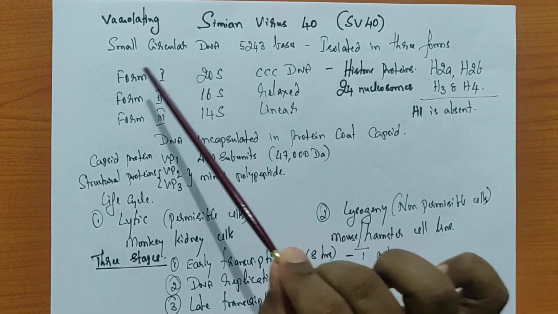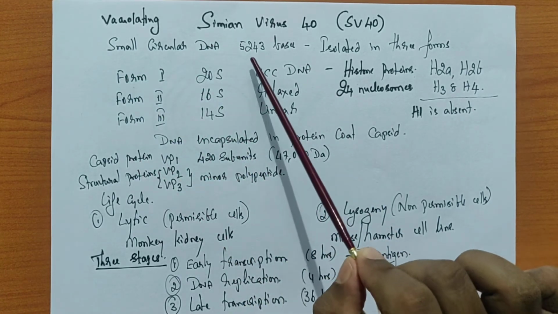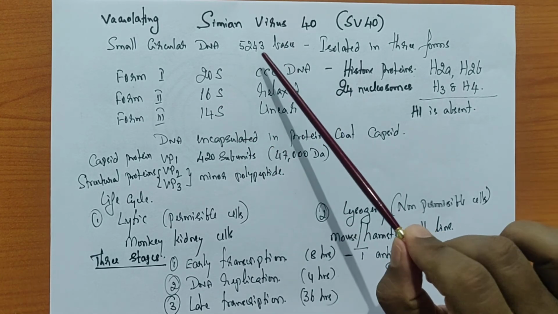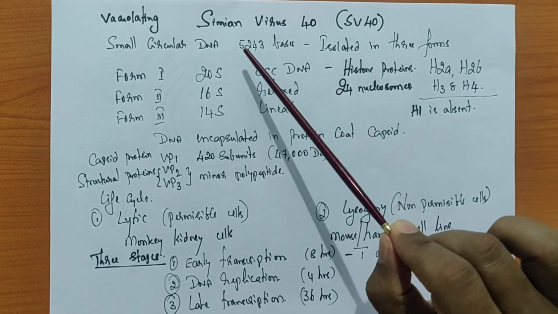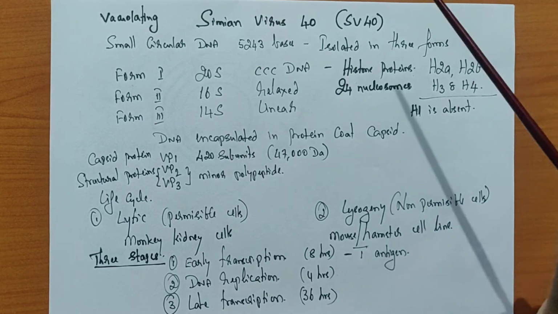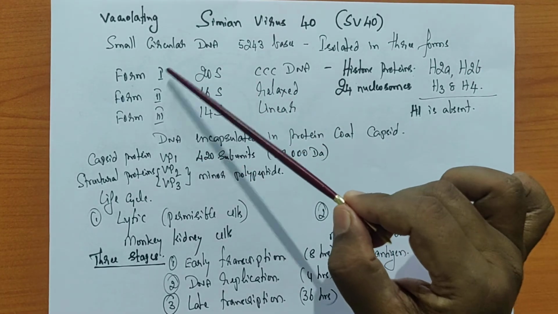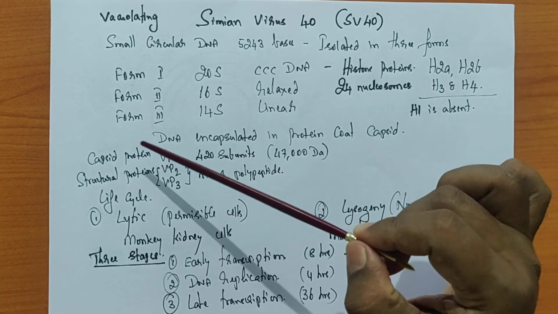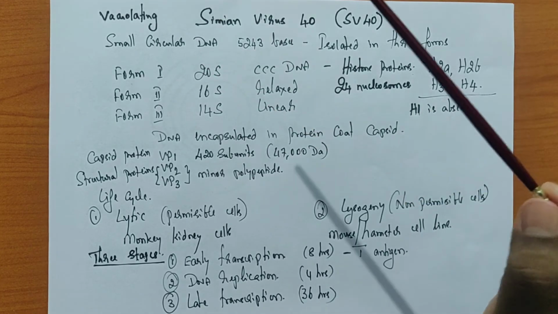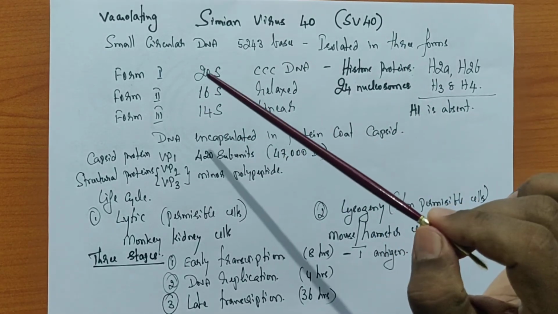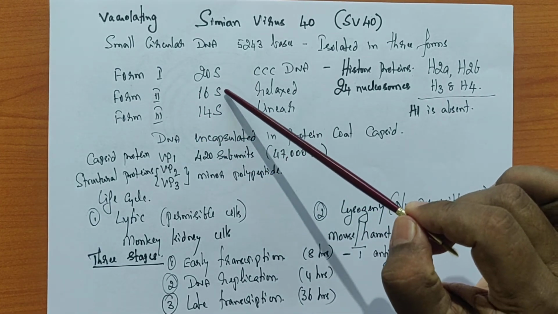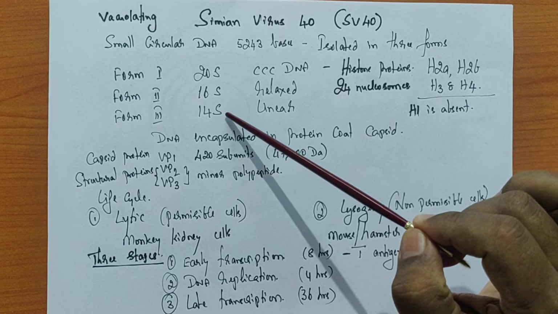The SV40 is a small circular DNA consisting of 5243 bases. Now this genetic material can be isolated or characterized in three different forms. We call these form 1, form 2 and form 3. When you take these form 1, form 2 and form 3 DNA and subject them to centrifugal separation, they sediment at 20S, 16S and 14S.